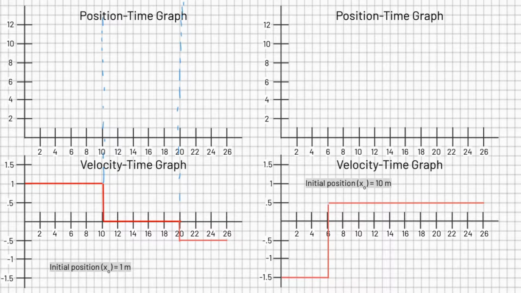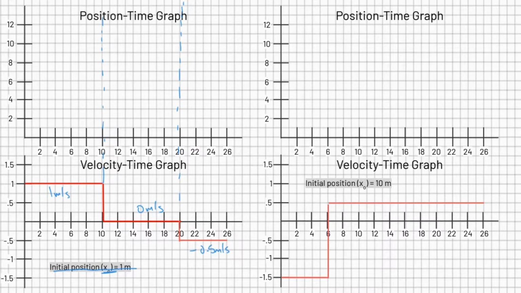All right, now to start with a velocity time graph, we need to know the initial position x, or the initial position on the y-axis. So we call that x naught, and we're going to start at x equals 1 meter. So we have initial velocity of 1 meter per second. Then we go down to 0 meters per second. And then we go down to negative 0.5 meters per second.